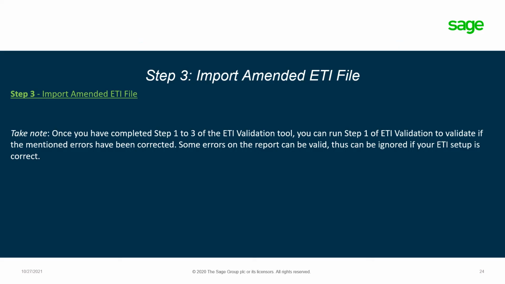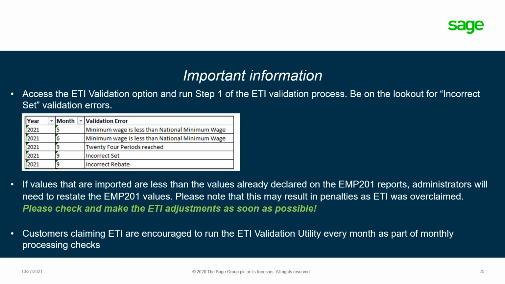Once you have completed step 1 to 3 on the ETI validation tool, you can run step 1 of the ETI validation to validate if the mentioned errors have been corrected. Some errors on the report can be valid. This can be ignored if the ETI setup is correct. Some important information to take note of. So you will start with accessing your ETI validation options and run step 1 to validate the ETI information. This will also indicate if there's any validation errors.